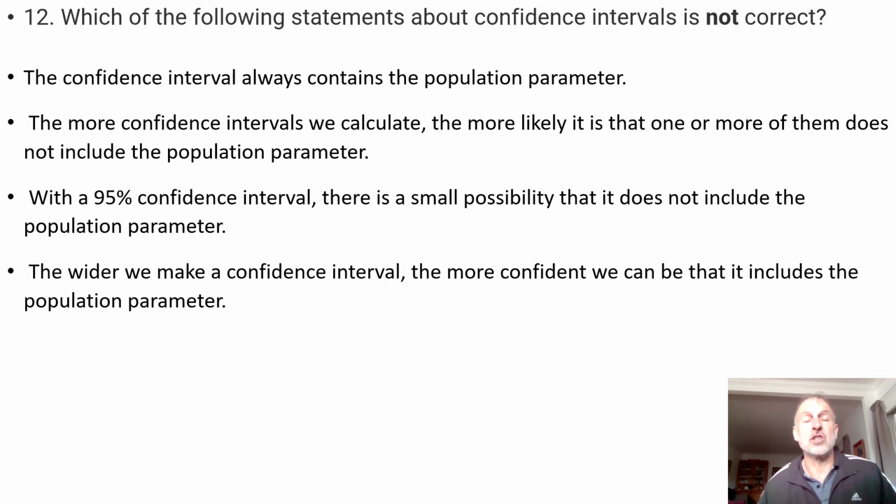The wider we make a confidence interval, the more confident we can be that it includes the population parameter. Okay, people, just choose the one that is not correct. People, this should have been really, very obvious. The confidence interval cannot always contain the population parameter. So that was kind of an easy one, and let's continue to the next one.